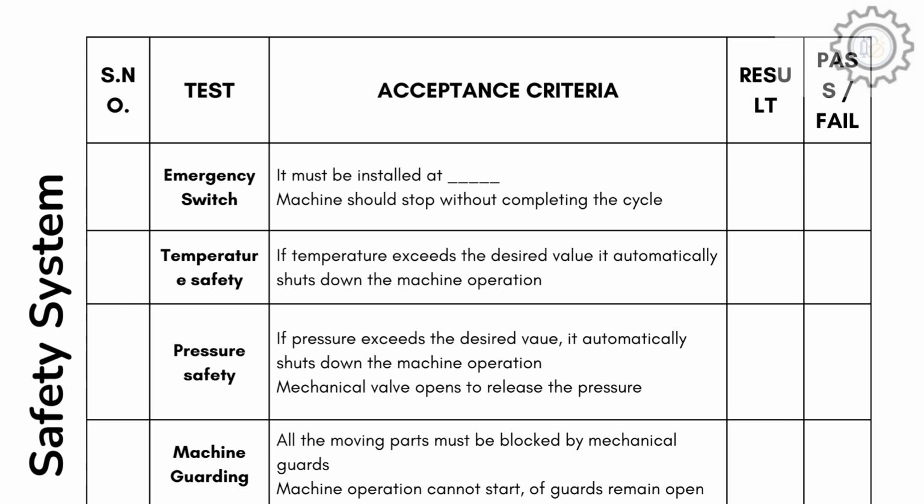For the machine guarding, acceptance criteria can be all the moving parts must be blocked by mechanical guards, and the machine operation cannot start if guards remain open, or machine operation should stop if guards are open during operation. The actual results of all the above parameters are noted in result section. If the result fulfills the acceptance criteria, the tests are marked pass. If the test does not fulfill the acceptance criteria, the test is marked fail.